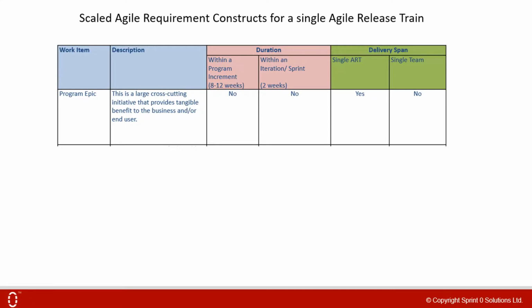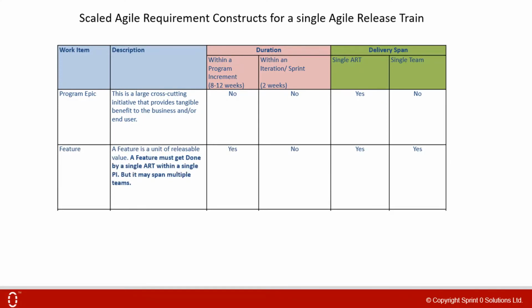The next construct that we have is a feature. A feature is a unit of releasable value. You want to get the feature done within what we call a program increment, which is 8 to 12 weeks in duration, and you want the Agile Release Train to be able to get this done. Now, in some situations, a feature can be delivered by a single team where you have cross-functional teams, but you want to make sure that the feature delivers real value. So it's possible that it could span multiple teams as well.